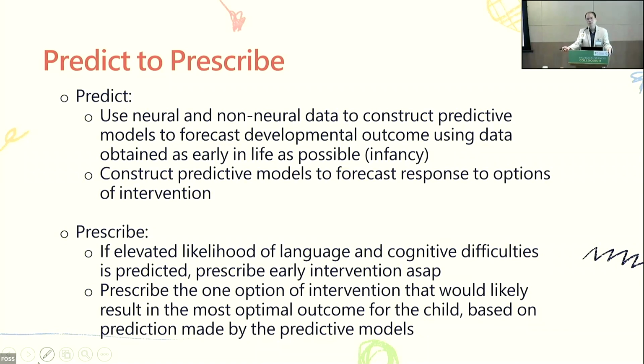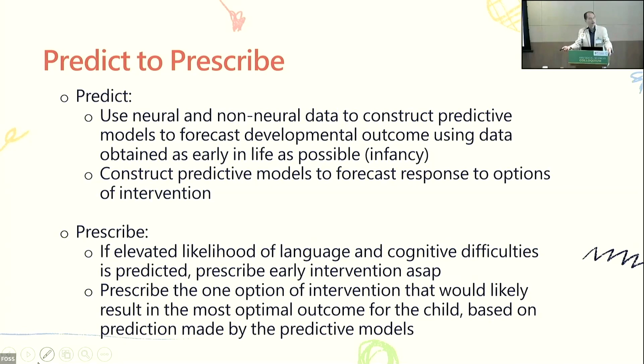Another measure that we want to predict is not only developmental outcome, but also how well the child responds to intervention options. So there could be different ways of intervening, and we want to use data to inform which of the options of intervention we would like to prescribe. So prediction here has two meanings. One is to predict developmental trajectory, another one is to predict response to intervention. And then based on our predictive models, we want to prescribe early intervention.